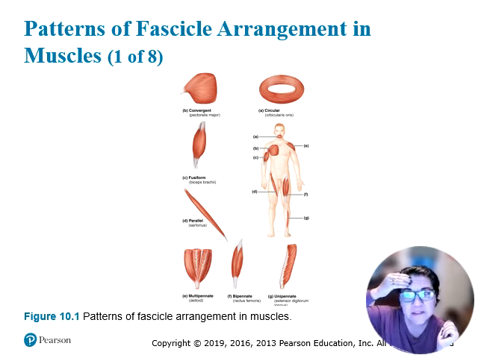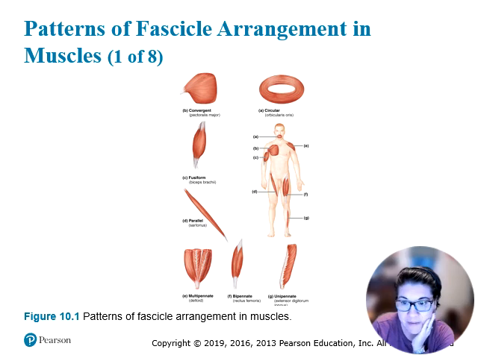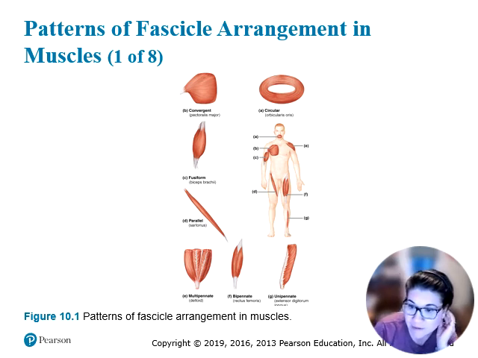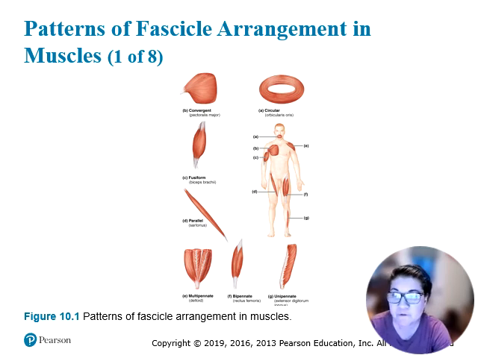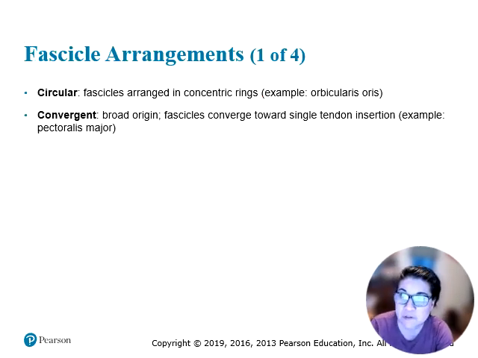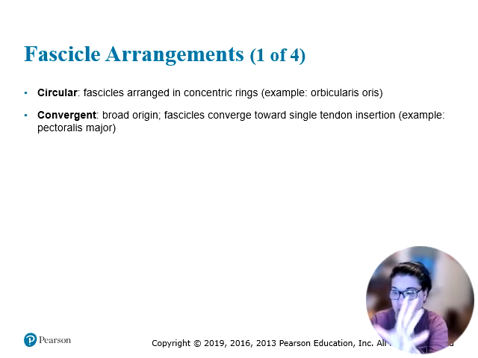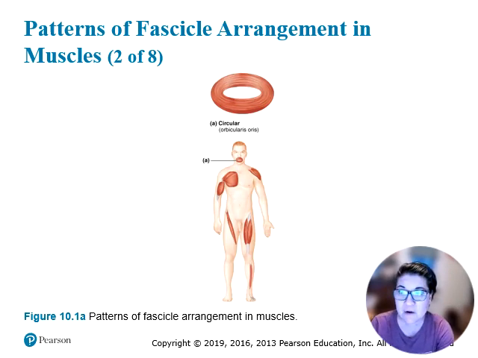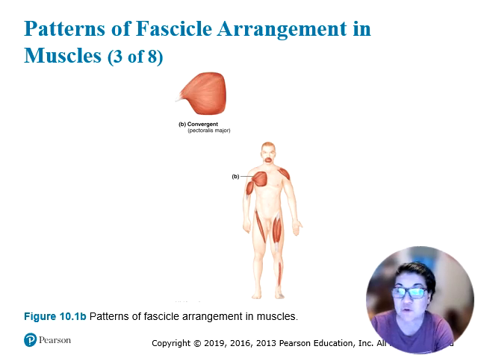The sartorius in your leg there on D is parallel. And then multipennate, pennate and unipennate. You can see that they fan out like a feather. That's a good way to compare them. So you've got some different versions of them. Circular is concentric rings. Convergent is a broad origin, they converge to one tendon and then fan out. So there they are, and there's convergent.